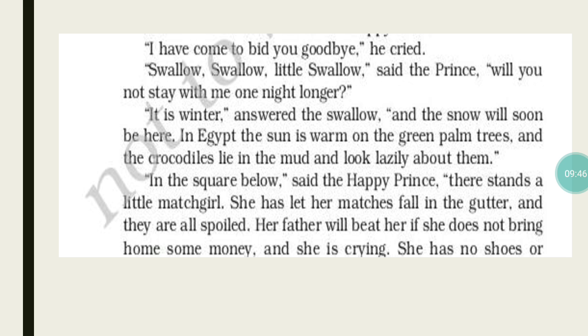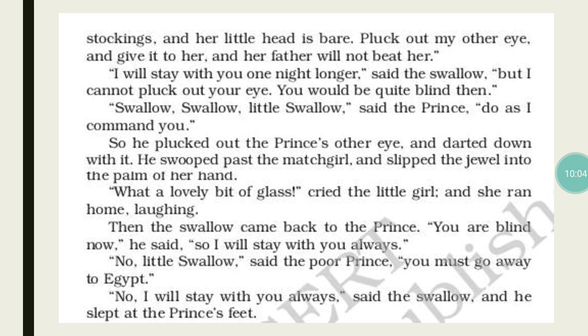"In the square below," said the Happy Prince, "there stands a little match girl. She has let her matches fall in the gutter, and they are all spoiled. Her father will beat her if she does not bring home some money, and she is crying. She has no shoes or stockings and her little head is bare. Pluck out my other eye and give it to her, and her father will not beat her." So what's going on there, children?